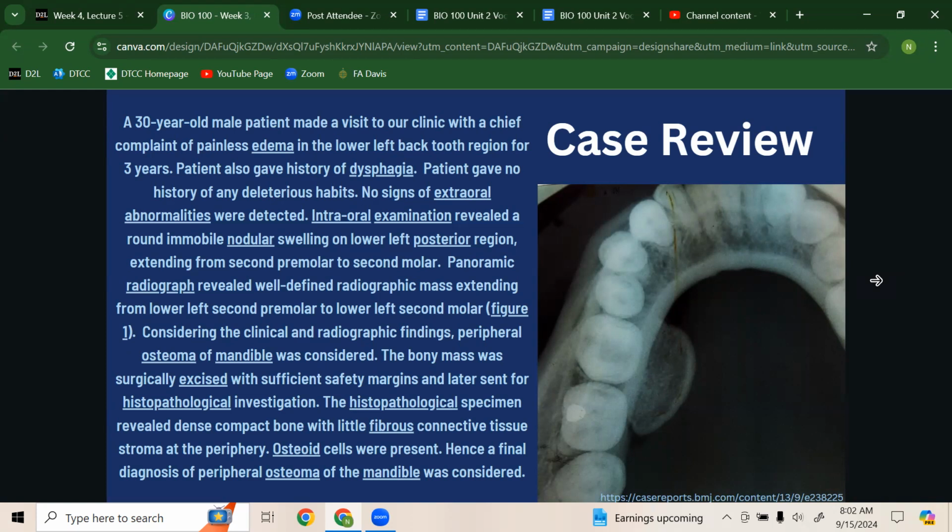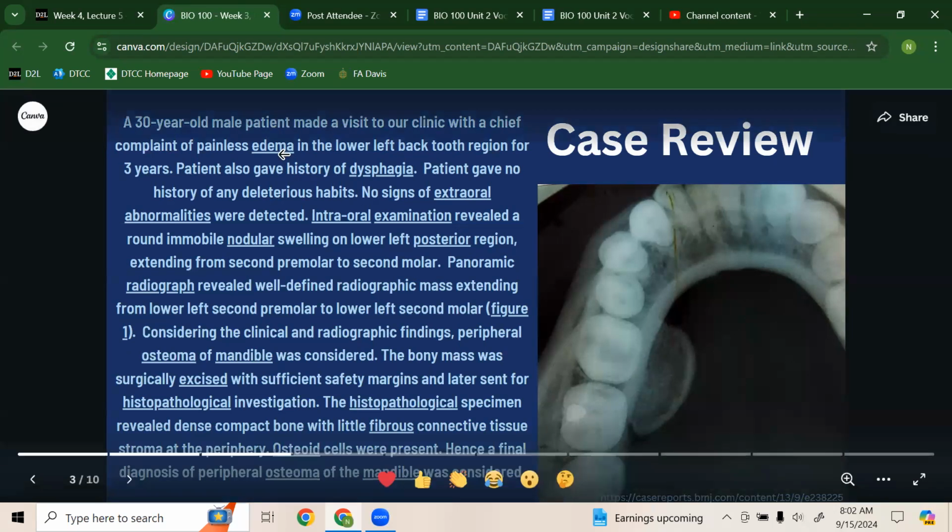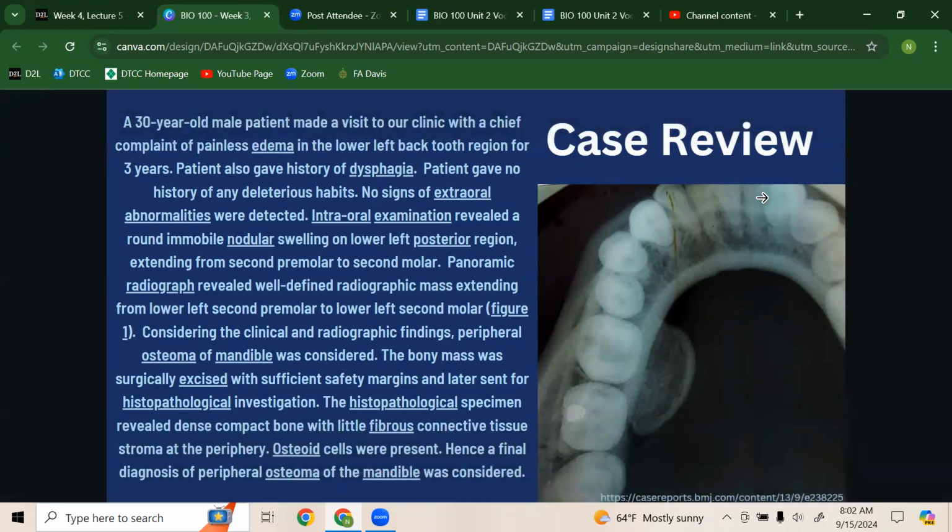Okay, so we're going to go through this case again, but this time we will replace our underlined words with their definition as we're going through it. A 30-year-old male patient made a visit to our clinic with a chief complaint of painless edema, which is another word for swelling, in the lower left back tooth region for 3 years.